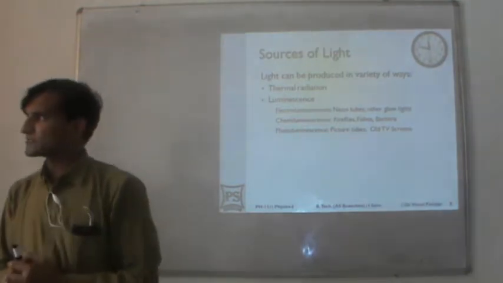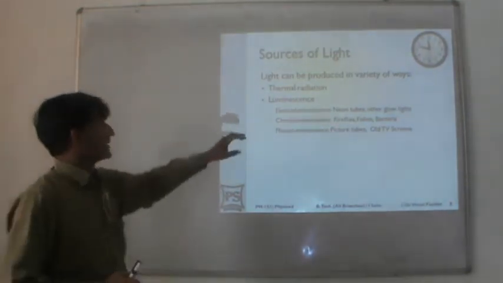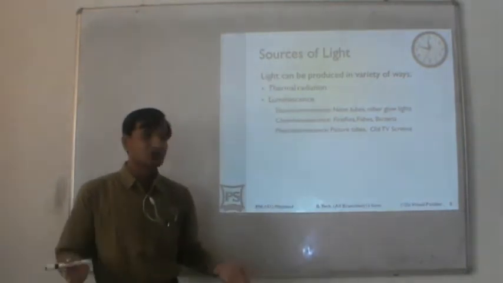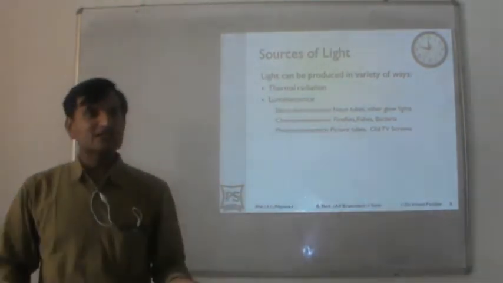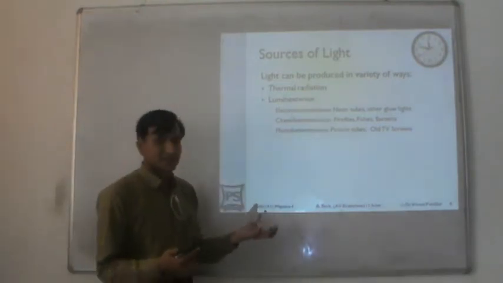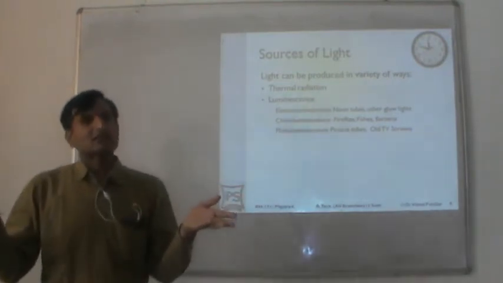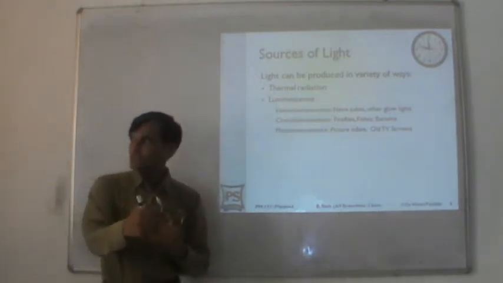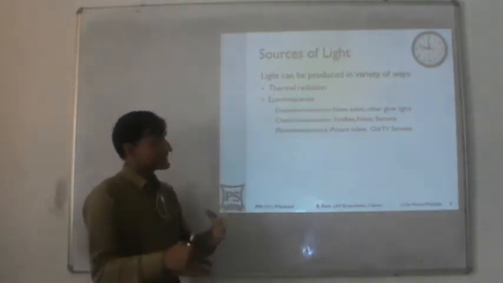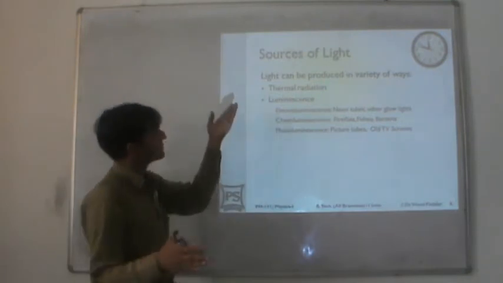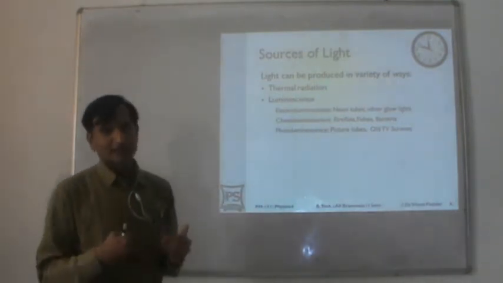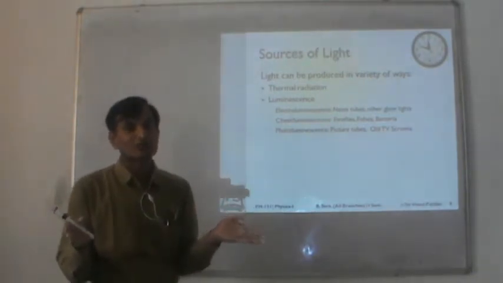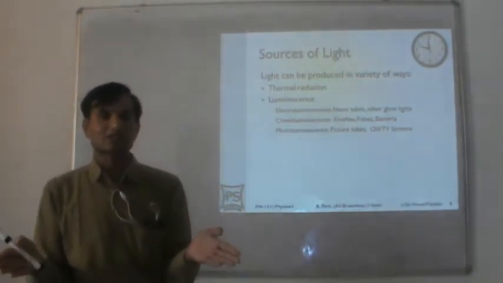There are many popular ways by which you can produce light. One of them is thermal radiation. Thermal radiation is a very simple thing. When you provide heat energy to a certain substance, it radiates. In certain conditions, if the temperature belongs to a particular range, then you can see the radiations coming out from a body at that temperature. Otherwise, the radiations are not visible, meaning our eyes do not respond to them.